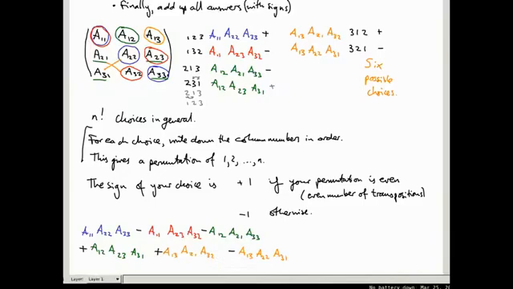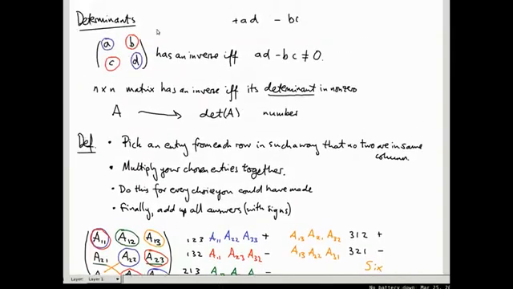Just going back to 2 by 2 matrices, A and D, that corresponds to the permutation, which is the identity, just 1, 2. And BC, that's 2, 1, which to get back to 1, 2, you'd have to do a flip, and that's why there's a minus sign there.